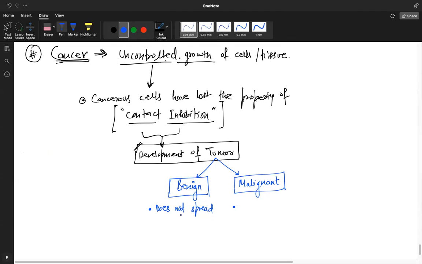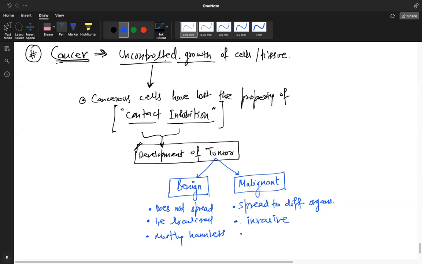Cool. So benign does not spread, which means it is localized and it is mostly harmless. Whereas malignant can spread. And when I say spread, it can spread to different organs, which means it is not localized, it is invasive. Invasive is something that invades the other territory. And it is very, very dangerous or harmful. Is it clear?